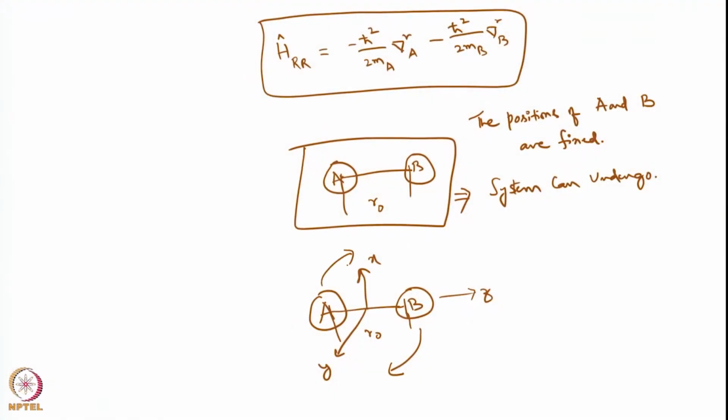Now, what else can it do? Because A and B cannot move relative to each other, what can it do? It can rotate. AB can rotate like that without changing the distance, or it can rotate like this. So, AB can rotate and AB can translate. So, the only possible motions are translation and rotation.